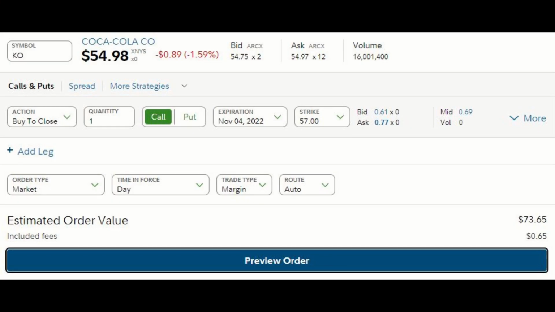And this is what it would look like on Fidelity if we went to buy to close that contract. So we were buying to close one call contract with that expiration at a $57 strike price. And again, see the bid and the ask, and right in between there is right around $73.65 as a market order is where it should execute. It should be close to that number.